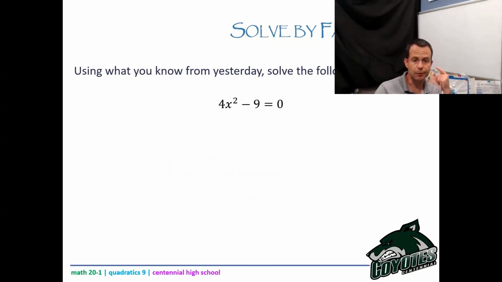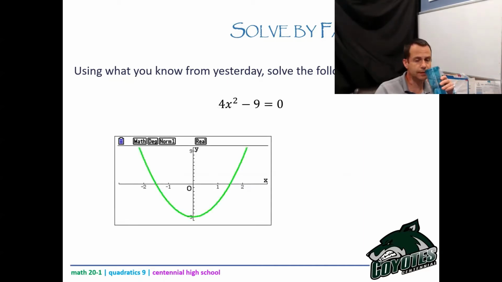And then the last one, 4x squared minus 9 equals 0. Go ahead and pause for a minute. Your picture should have looked like this, and your solutions would have been plus or minus 3 over 2. Plus or minus 3 over 2. Great. Now, we've got that as a basis.